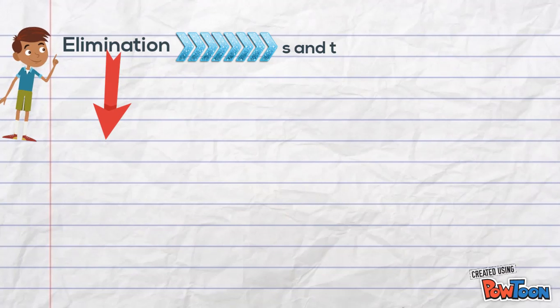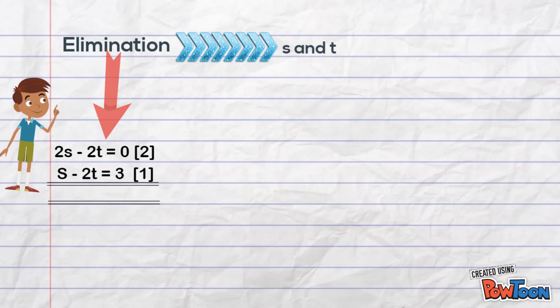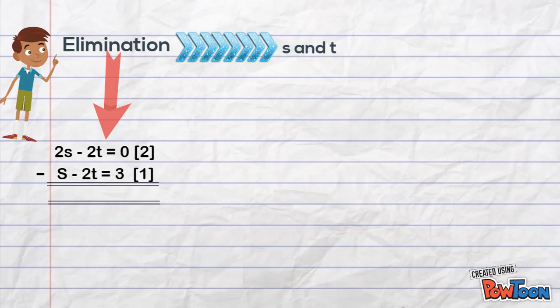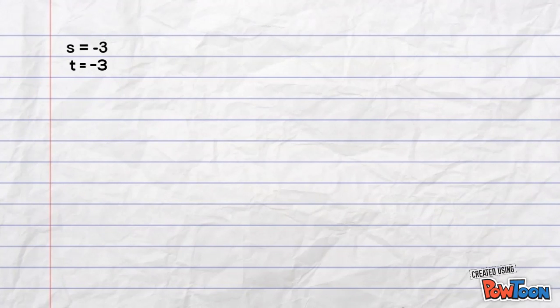Elimination is a process of removing one variable in order to find the other variable. In this case, we choose equations 1 and 2 to eliminate t because it is easier to solve. Firstly, eliminate t to get s by using subtraction. We subtract and now we get the s value, which is -3. Then we substitute the s value into equation 1 to get the value of t, which is -3. Now we have the values of s and t.